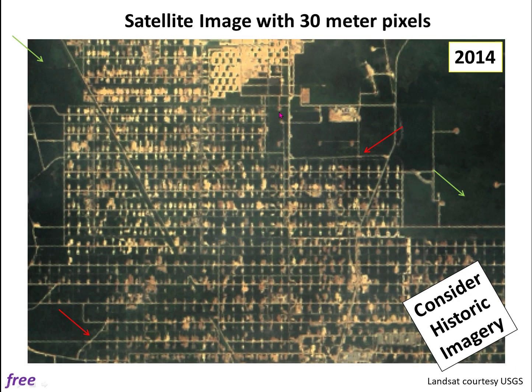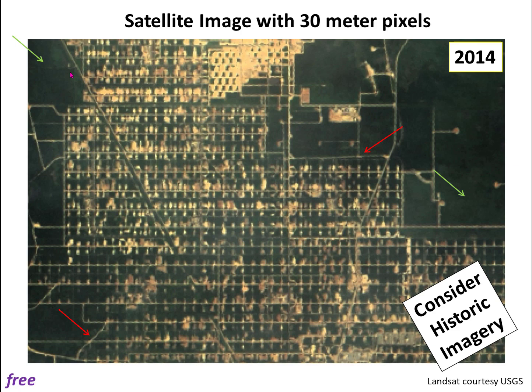Another example is in Indonesia. Here we're looking at a steam flood project. The red arrows point to roads and infrastructure that are continuous as we go back in time. So we used georeference, the older image. And then the green points to areas in the upper left and on the side that are totally covered with green. So you would think there's nothing there, there's nothing ever there.